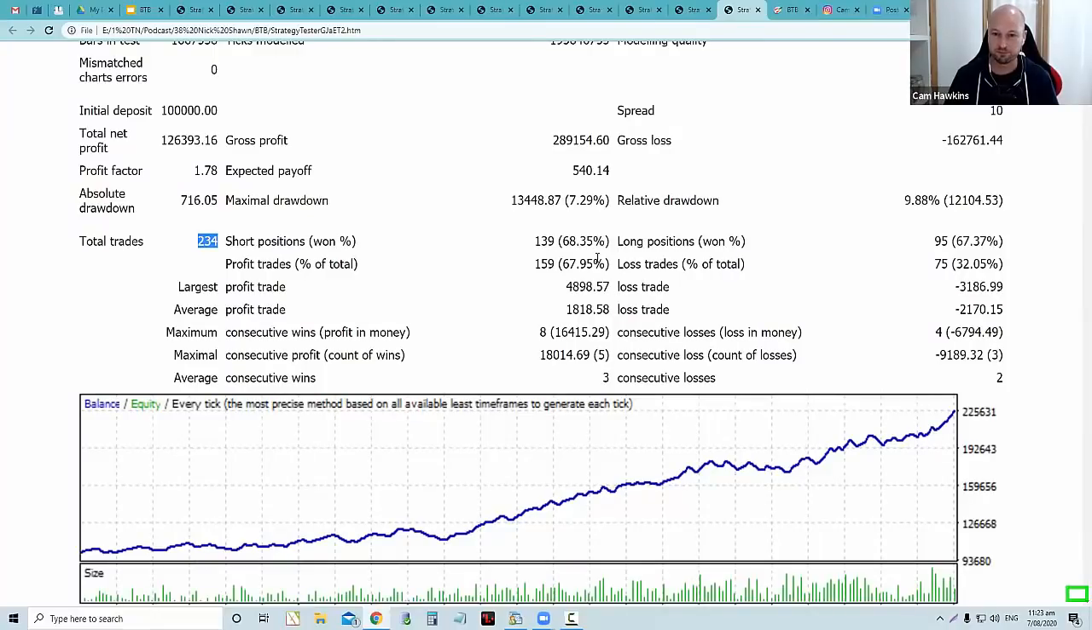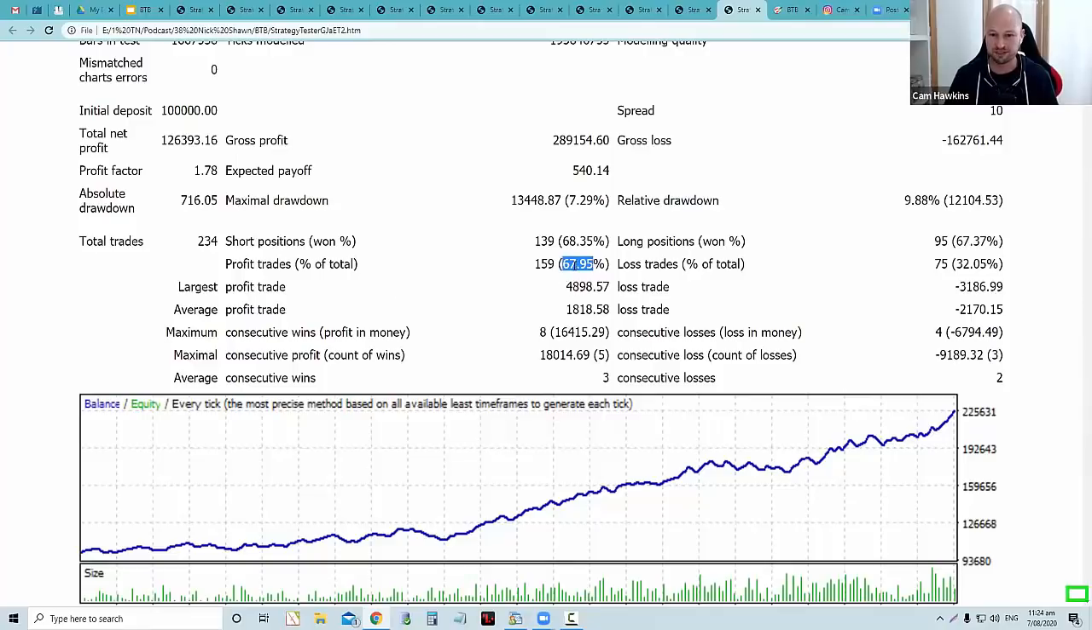So you can pretty much be very certain, well, not 100%, that this is what you're going to get in a real market environment. So yeah, 234 trades across 5 years on one pair, profit factor 1.78, which is very high, and I also like to look at the win rate.